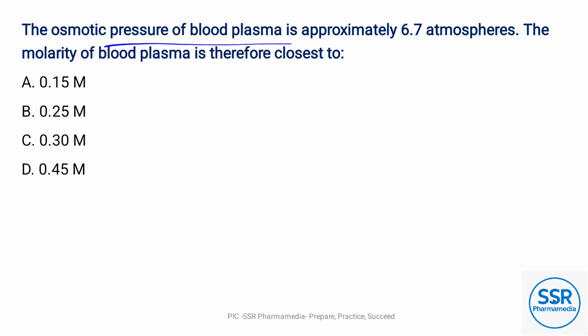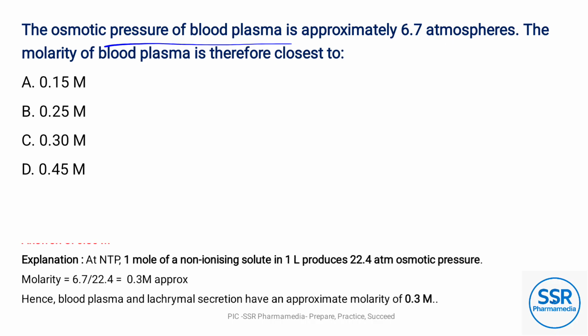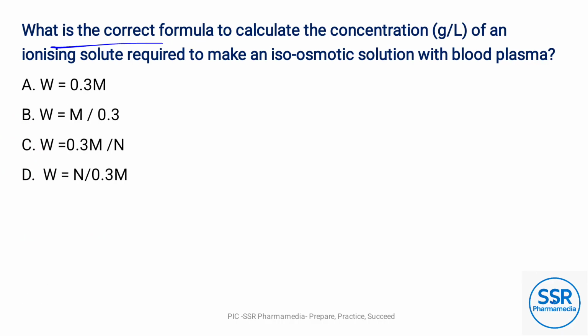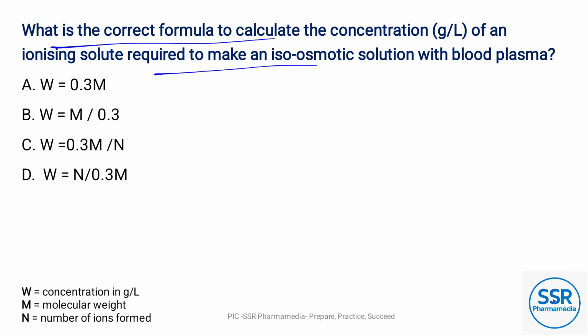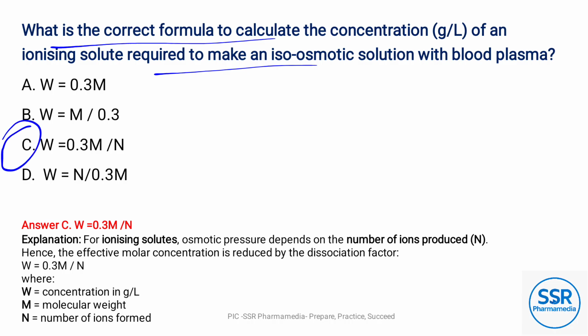The osmotic pressure of blood plasma is approximately 6.7 atmospheres. The molarity of blood plasma is therefore closest to option C, 0.30 M. What is the correct formula to calculate the concentration of an ionizing solute required to make an isoosmotic solution with blood plasma? So option C, 0.3 M divided by n.